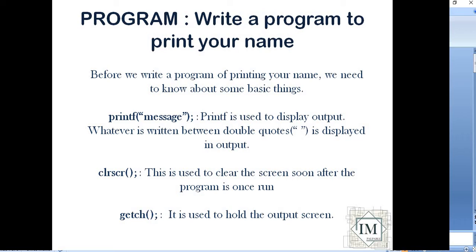Fifth. Return. This statement is used to terminate the execution of a function and transfer the result to the calling function. Okay, now let us write a program to print your name. Before we write it, we need to know some basic things. printf("message"); printf is used to display output. Whatever is written between double quotes is displayed in the output. clrscr(); is used to clear the screen soon after the program is run. getch(); is used to hold the output screen.